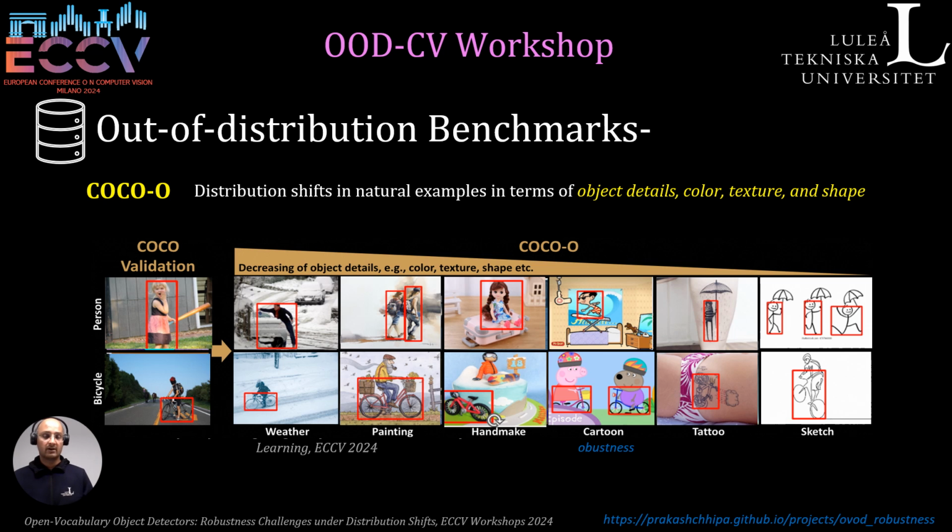So we have considered multiple benchmarks which expose the model to different kinds of distribution shift. One of the benchmarks is COCO-O, which has six subsets of object detection categories, and it causes the distribution shift based on decreasing detail of the object, textures, color and shape, as you could see in the examples also.